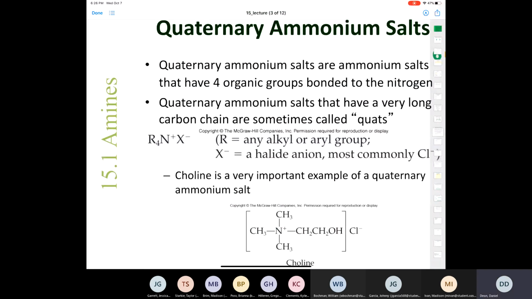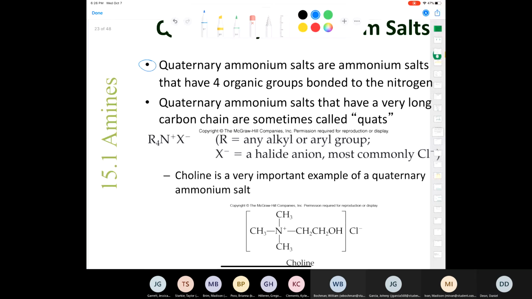That brings us to our next topic, which is quaternary ammonium salts, and there are several different quaternary ammonium salts that are found in disinfectants, for example. Quaternary ammonium salts are ammonium salts. They have 4 organic groups bonded to the nitrogen. They have very long carbon chains. They're sometimes called quats. So when we have a big long chain, we call those quats. And they have a general formula like this, where we have a nitrogen with 4 R groups, and then we have our halide ion, most commonly chloride, to make up our salt.